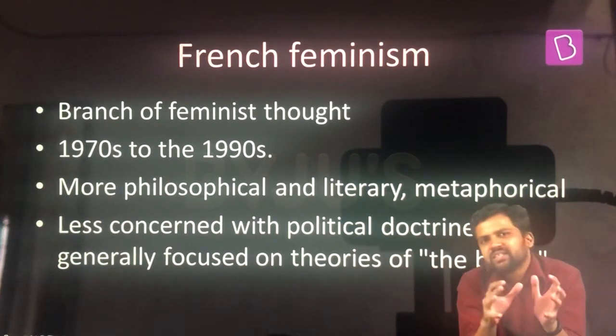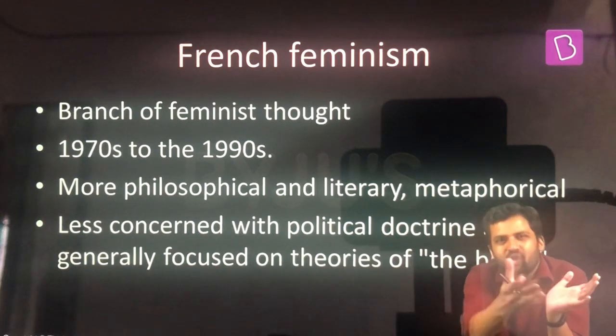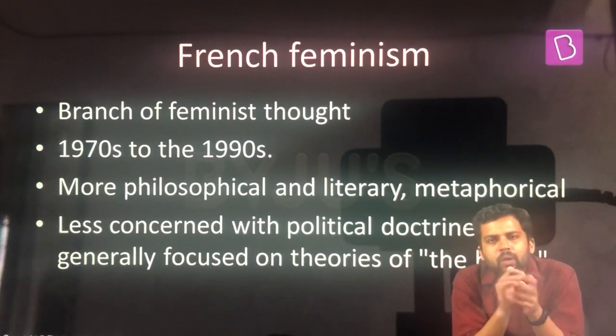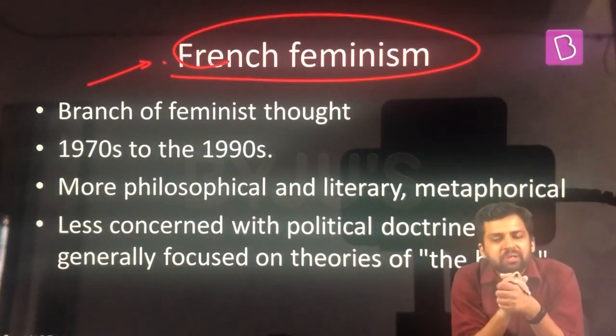It will help us understand feminism in detail. We will be able to understand the different forms of feminism. Now, one term to keep in mind: French feminism.